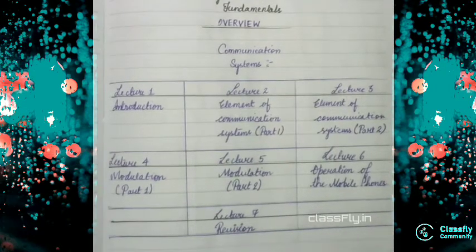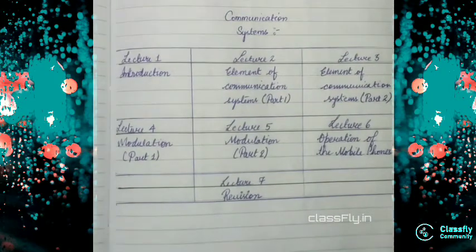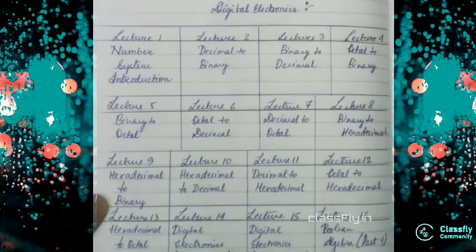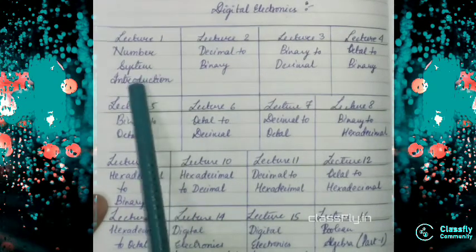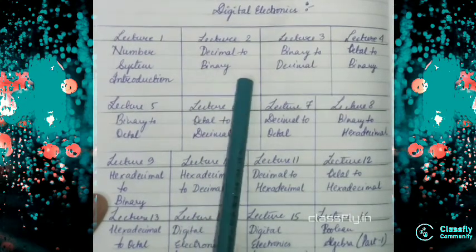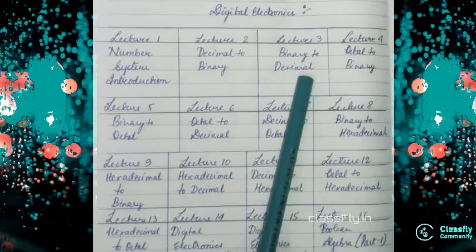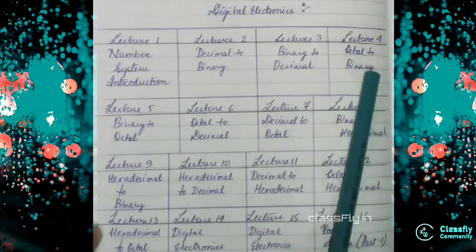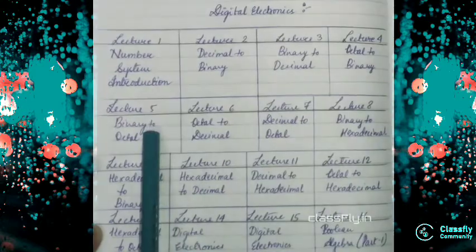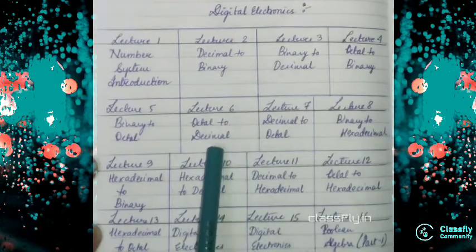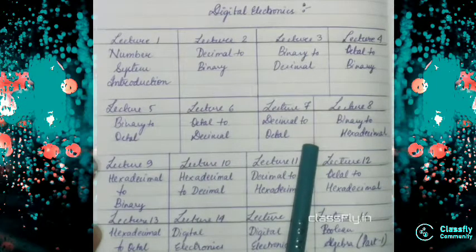Okay, now let's move on to our digital electronics division. Digital electronics is a lengthy module. It has been divided into 30 lectures for you all. So lecture 1 is about the number system introduction. Lecture 2 will convert decimal to binary. Lecture 3 will convert binary to decimal. Lecture 4 will convert octal to binary. Lecture 5 is the conversion of binary to octal. Lecture 6 is octal to decimal. Lecture 7 is decimal to octal.